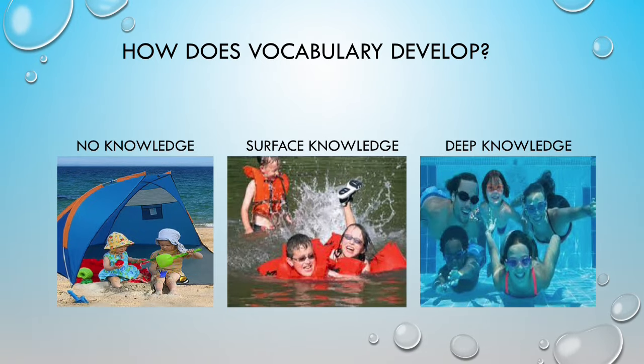First, we start with no knowledge. So those young children on the left have no knowledge about swimming. Then you develop a surface knowledge. So we have the children that are kind of floating on the surface. And then later on, we develop a deep knowledge. That is the general sequence for all vocabulary acquisition.